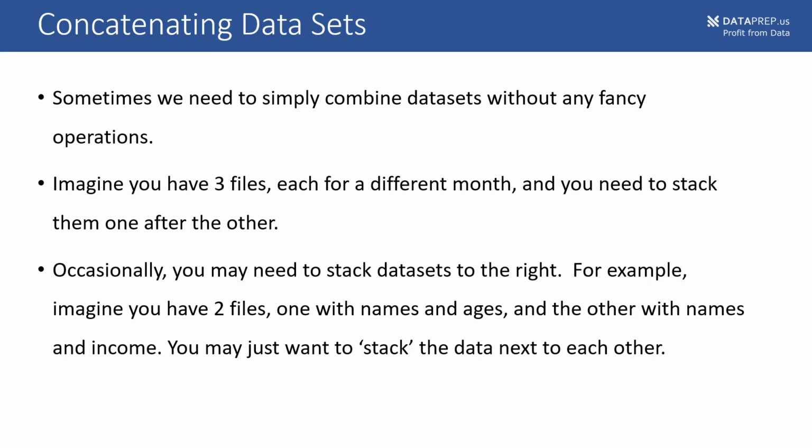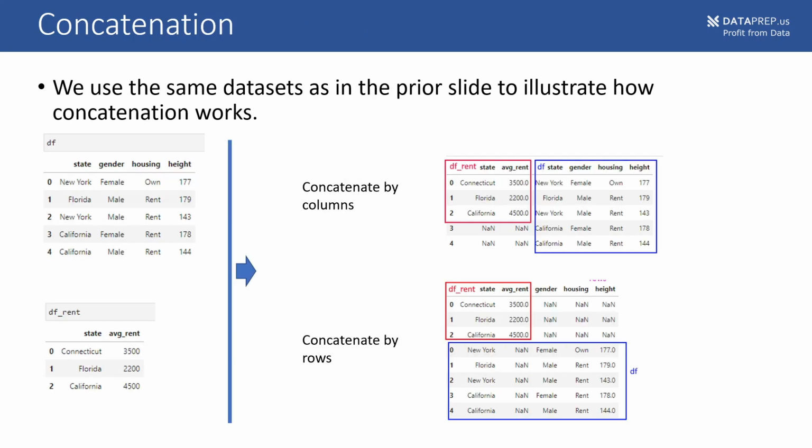Sometimes we need to simply combine data sets without any fancy operations of the type that we just saw. So imagine you have 3 files. Every month you receive a new data file for sales or commissions or whatever else it is that you are tracking. And all you need to do is to just combine them together, just join them, just put one on top of the other so that you have a more complete data set. For doing something like that, you can do concatenation, and we will look at an example of concatenation here.